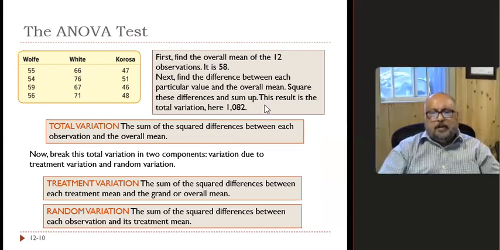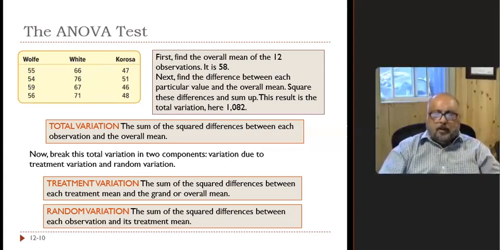Now, first we need to find the overall mean of the 12 observations. So there are 4 for Wolf, 4 for White, and 4 for Prosa, total 4 times 3, 12 observations. When we find the overall mean, meaning adding all these values and dividing by 12, it gives us 58. Okay, we got this overall mean.